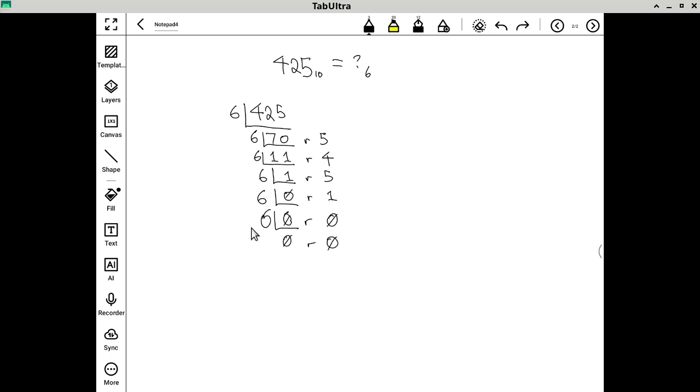Okay, so now the question is, which one is digit 0 in base 6? And which one is digit 1, and which one is digit 2, and so on? What do you think?